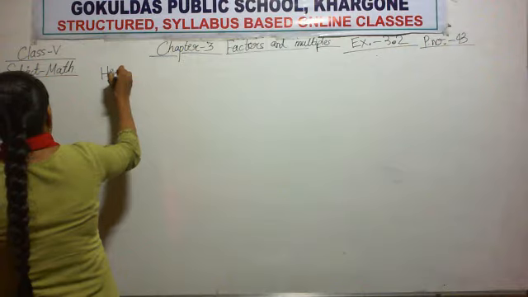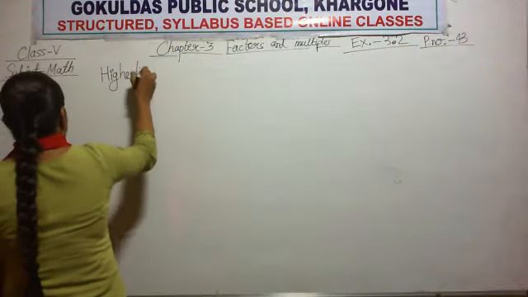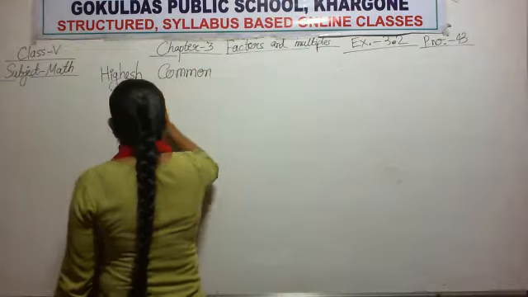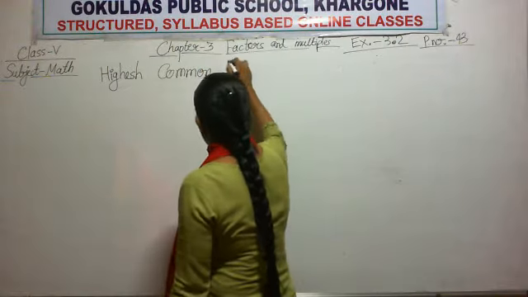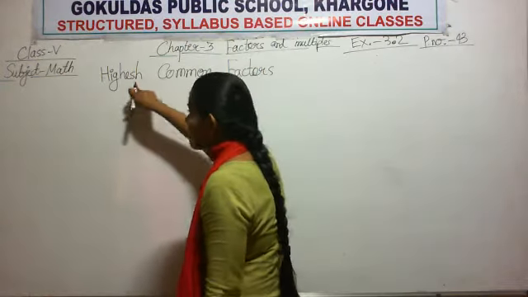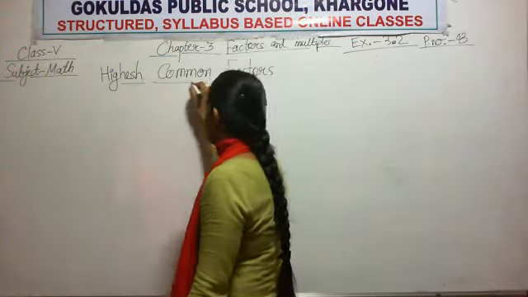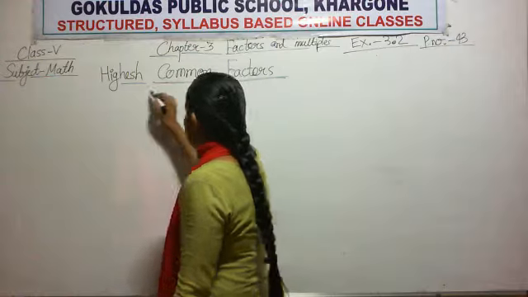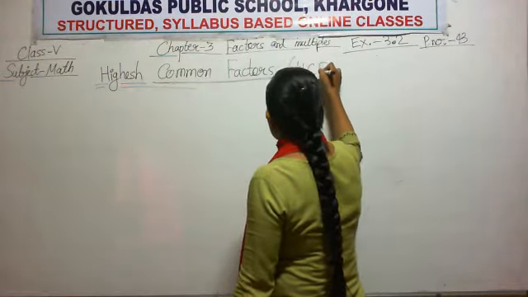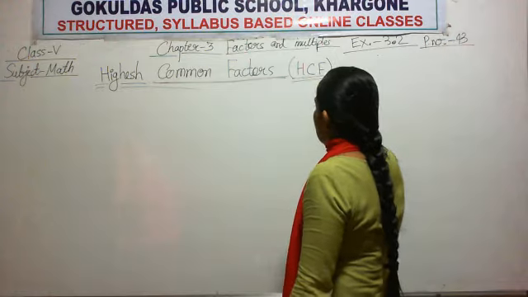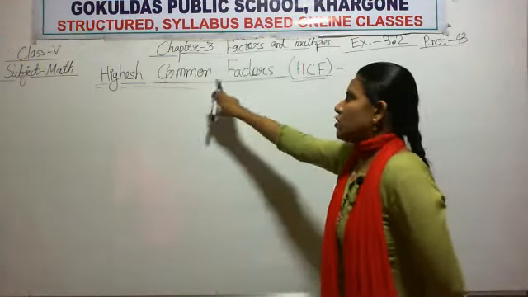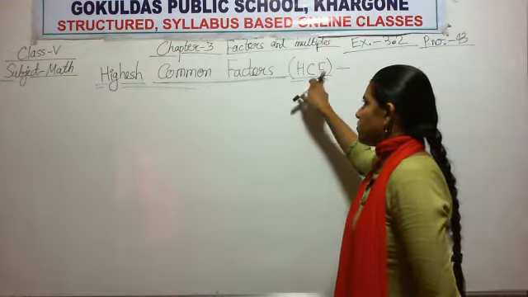Our topic is highest common factor. Common means all the numbers having the same thing. Highest common factor: all the numbers having the greatest common factor. Highest or greatest. In short, we can write it as HCF. Highest is represented by H, common by C, and factors by F.